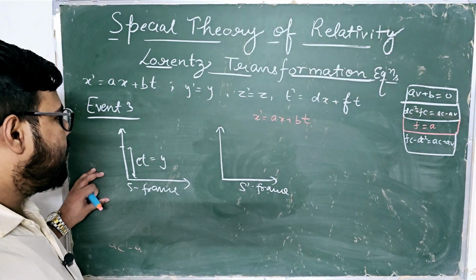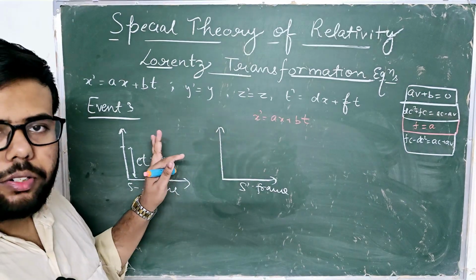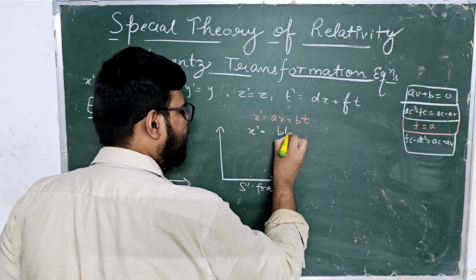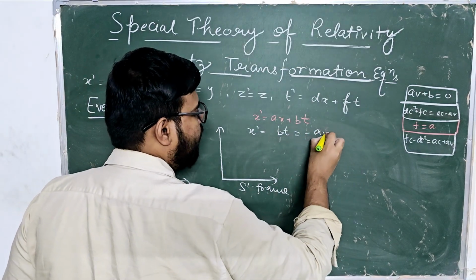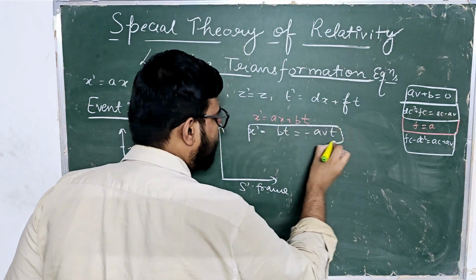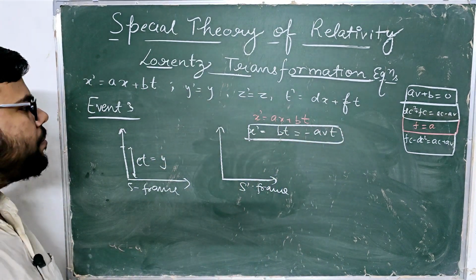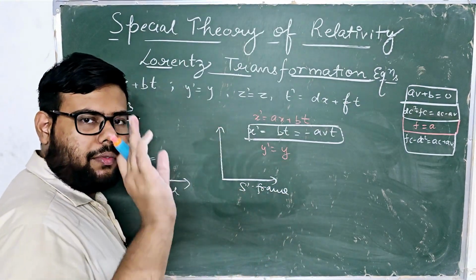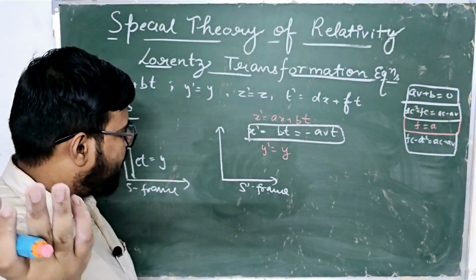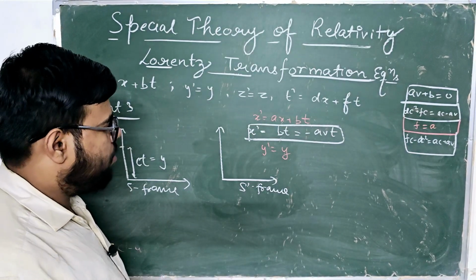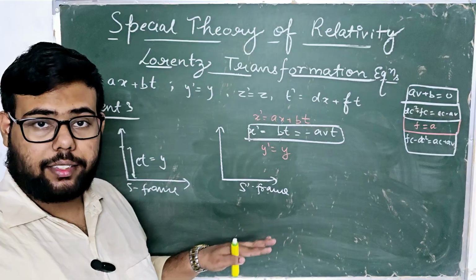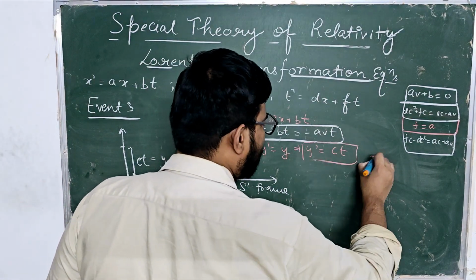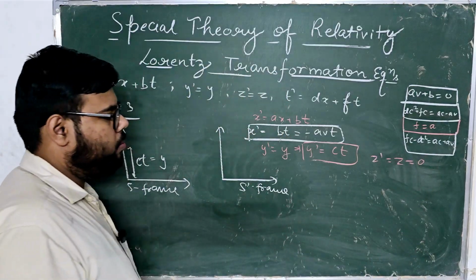Now over here, X is equal to 0. So what will be X prime? X prime will be BT. Now what is B? B is equal to minus AV, correct? So this is the X prime coordinate over here. And now what is Y prime? Y prime is equal to Y. This is what we had checked in the previous, I mean in Galilean transformation we also use this. Why? Because there is no motion along Y axis, right? So it means Y prime is equal to CT, and of course Z prime is equal to Z is equal to 0 because there is no motion along Z axis.